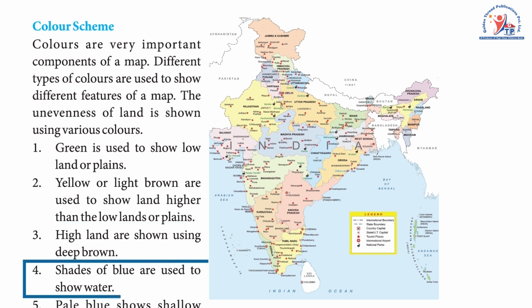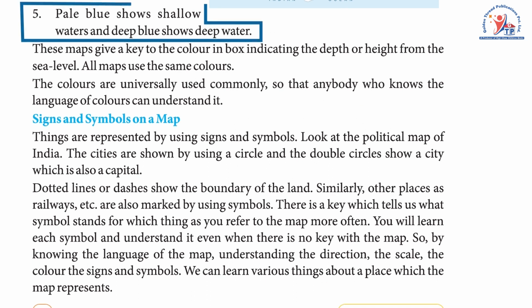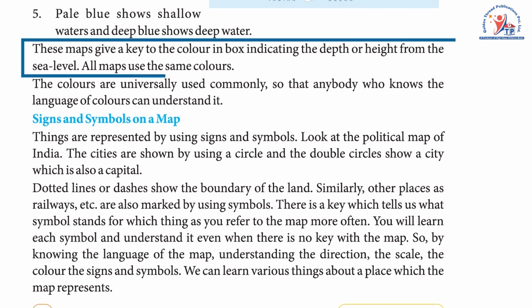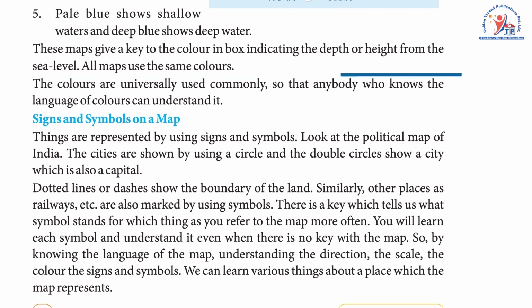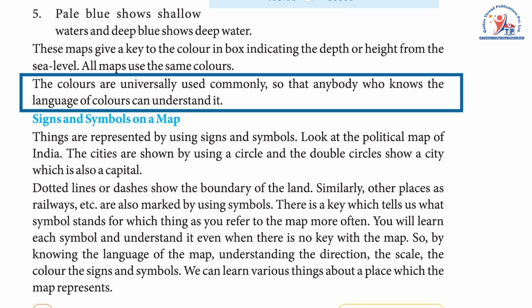4. Shades of blue are used to show water. 5. Pale blue shows shallow waters and deep blue shows deep water. These maps give a key to the color in a box indicating the depth or height from the sea level. All maps use the same colors. The colors are universally used commonly so that anybody who knows the language of colors can understand it.